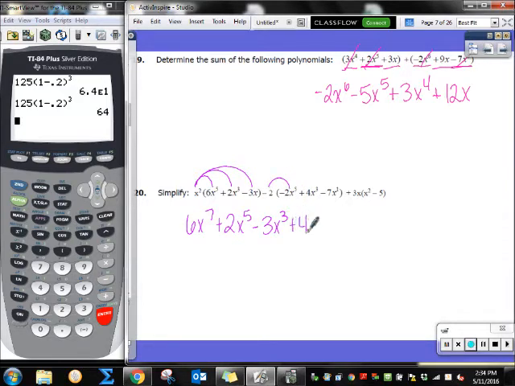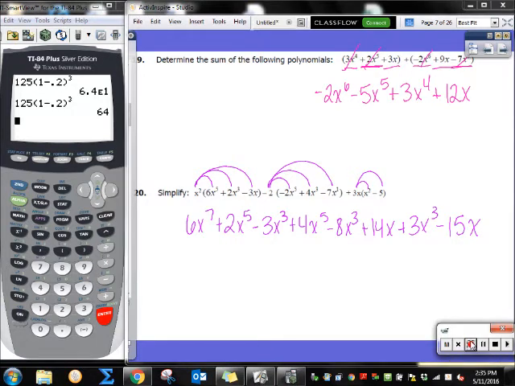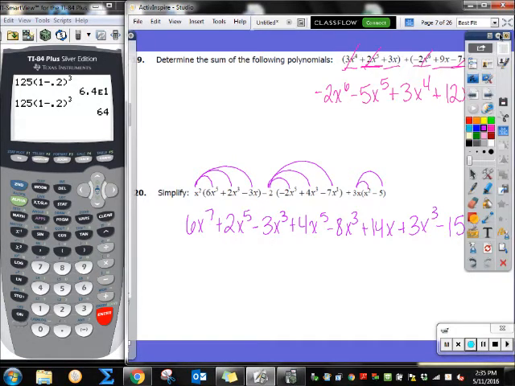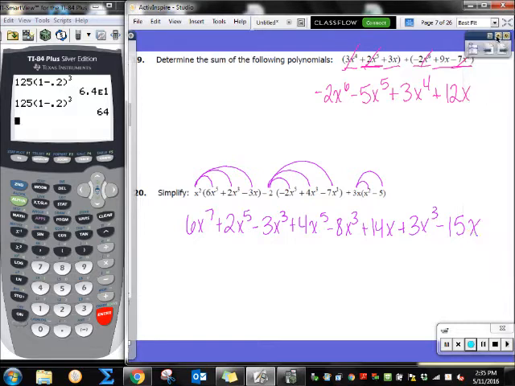That's plus 4x to the 5th. Minus 8x cubed. Plus 14x. And then lastly, I have to distribute this last one. So that's going to be plus 3x cubed minus 15x. Next thing we have to do is the same thing we did above. We just have to combine like terms.